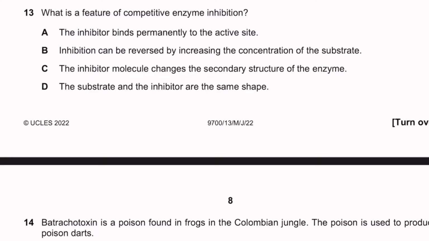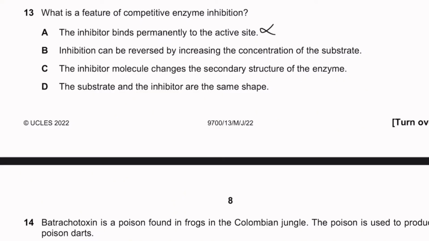What's a feature of competitive enzyme inhibition? The inhibitor binds permanently to the active site. Okay, in competitive enzyme inhibition, the inhibitor will bind to the active site. However, it usually does this reversibly, not permanently. That would be non-competitive inhibitors that would bind permanently to the allosteric site. So I would say A is wrong.